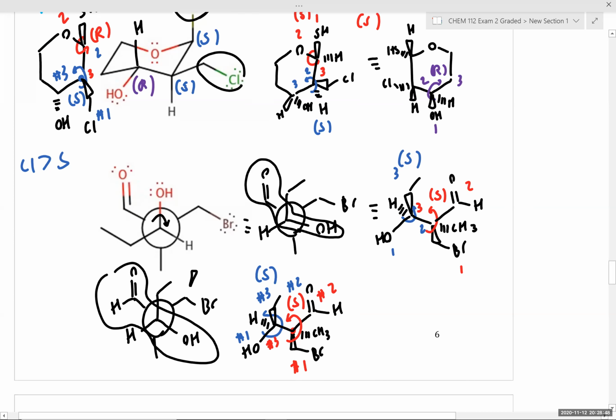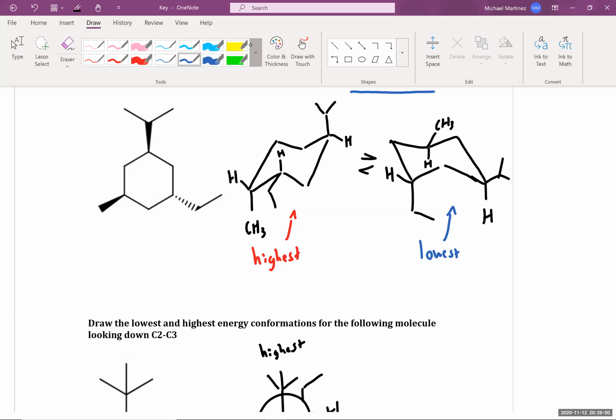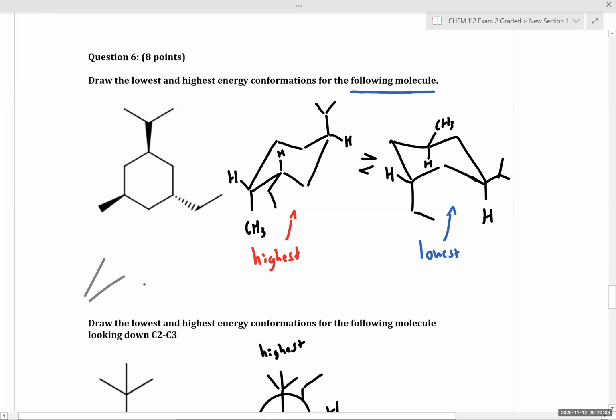Okay, so let's keep going then. In this case, we're asked to draw the lowest and highest energy conformations for the following molecule. That keyword is really important, because one common thing that I saw students do is they would just put all the groups equatorial or axial without necessarily looking at the structure of the molecule. So notice in this molecule, is this isopropyl group pointing up or down? It's pointing up, right? Okay. Axial up.